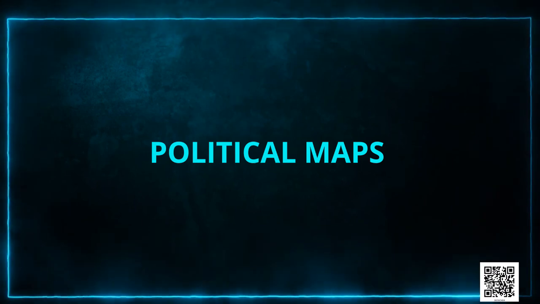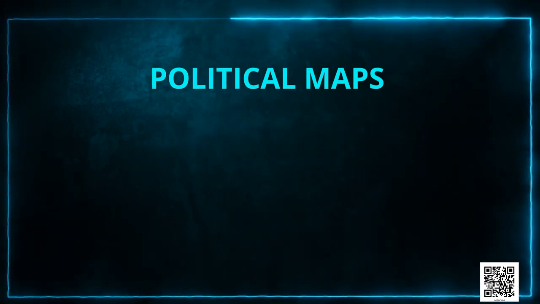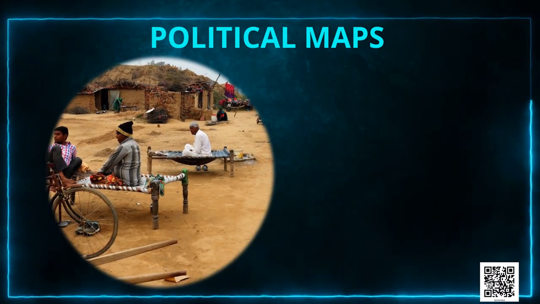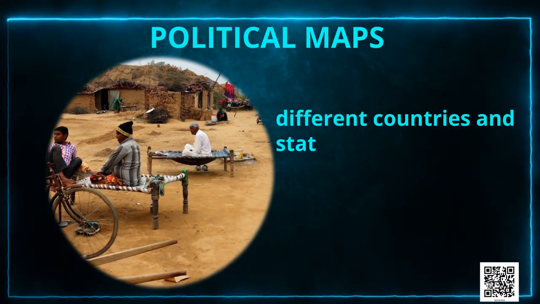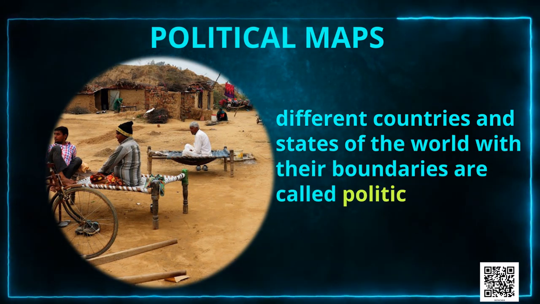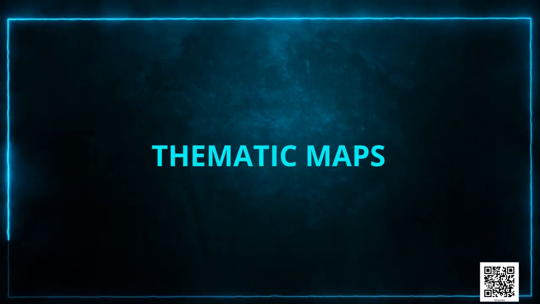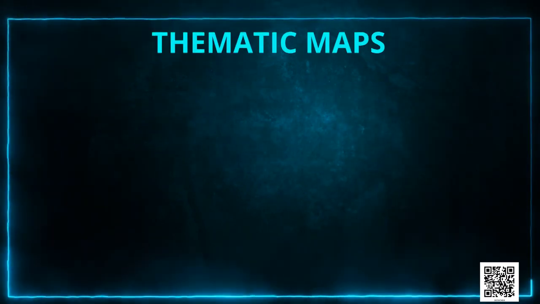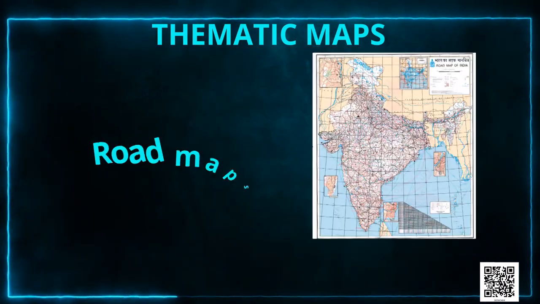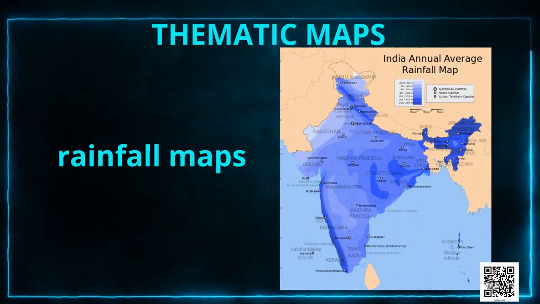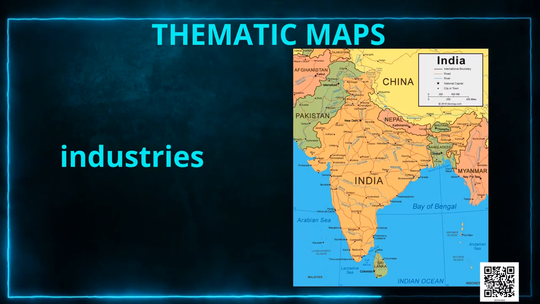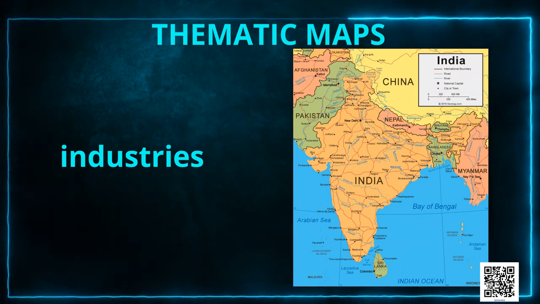Second is political maps. Maps showing cities, towns and villages and different countries and states of the world with their boundaries are called political maps. Third is thematic maps. Some maps focus on specific information, such as road maps, rainfall maps, maps showing distribution of forests, industries, etc. are known as thematic maps.